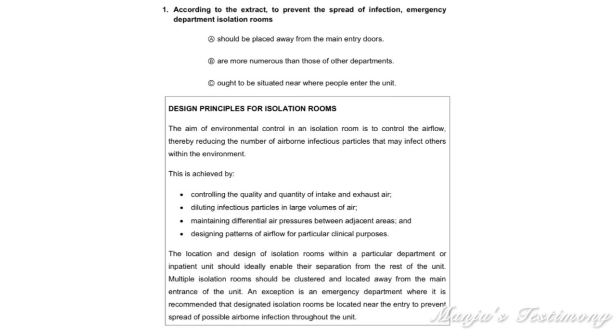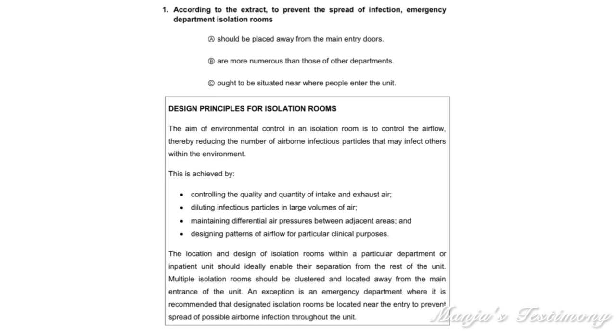So away from the main entry door. Let's check the aim of, let's read just superficially. The aim of environmental control in an isolation room is to control the airflow, controlling the quality and quantity of intake, maintaining different pressures. The location and design of isolation rooms within a particular department or inpatient unit should already enable their separation.